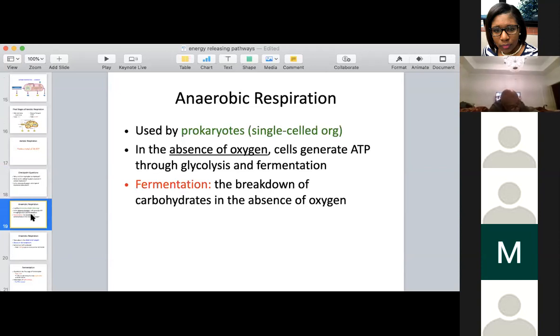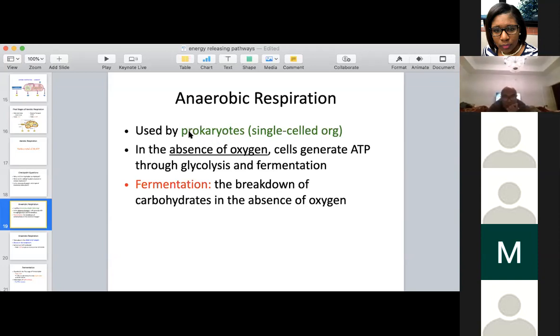So let's look at anaerobic respiration. Write down this term, anaerobic respiration. This prefix "an" means without. Anaerobic, without oxygen. What happens when there's no oxygen present? How do organisms get the energy that they need? There's a process known as fermentation that takes place. So this process is utilized mostly by prokaryotic organisms, okay?